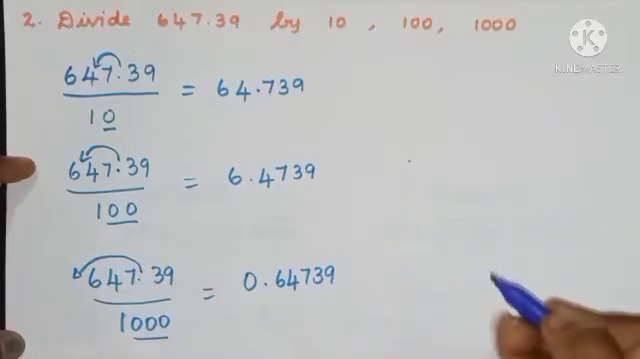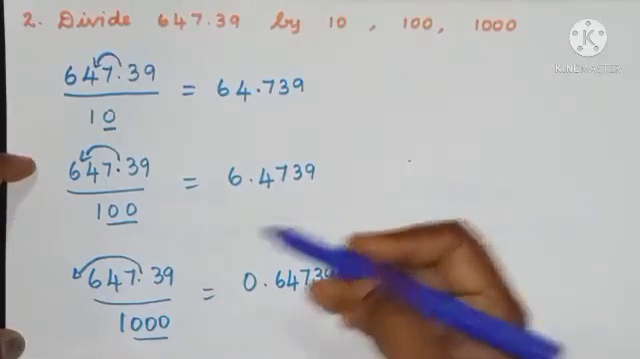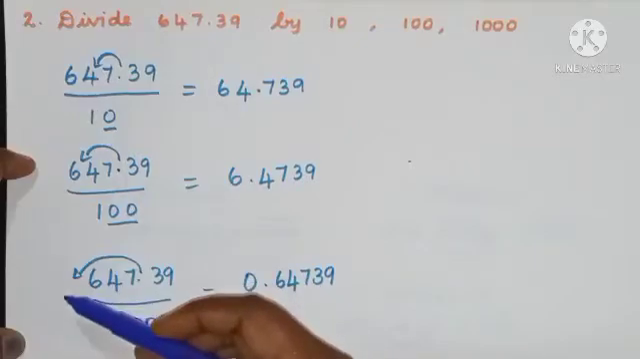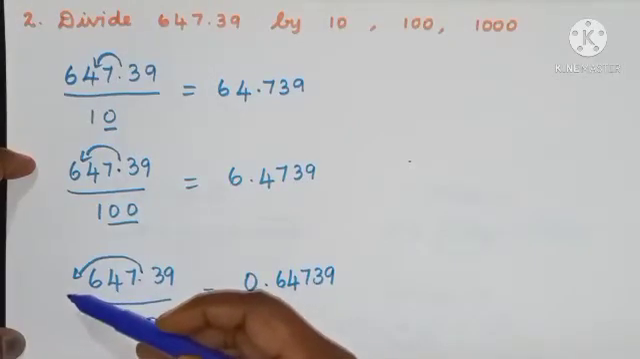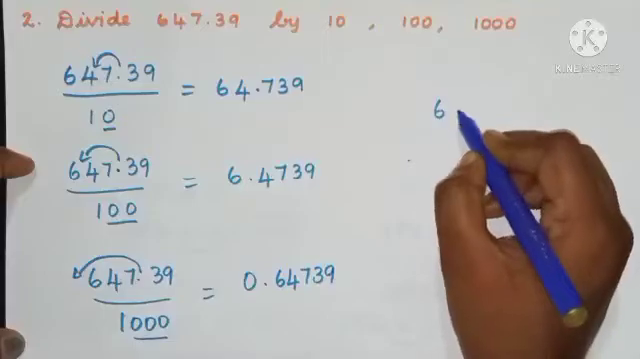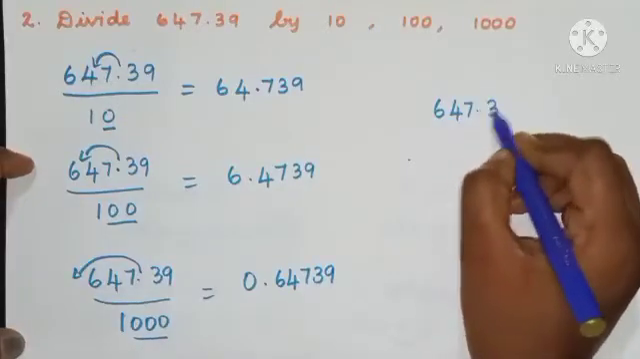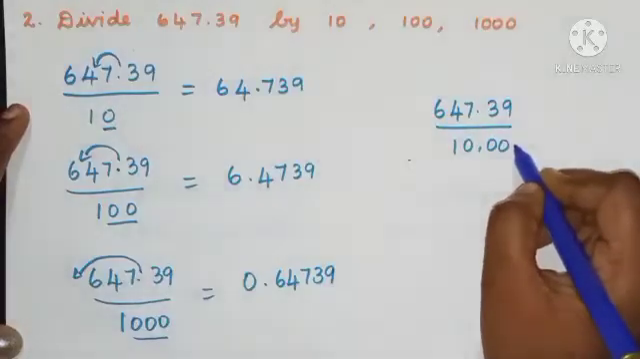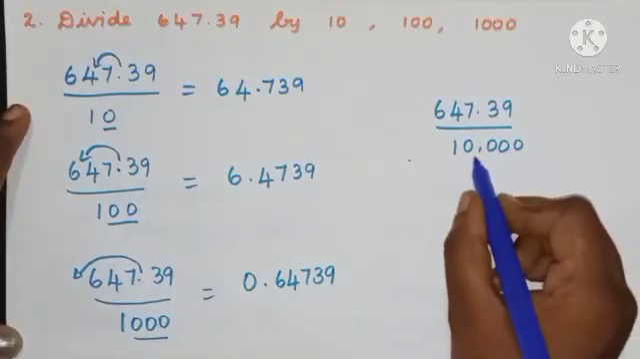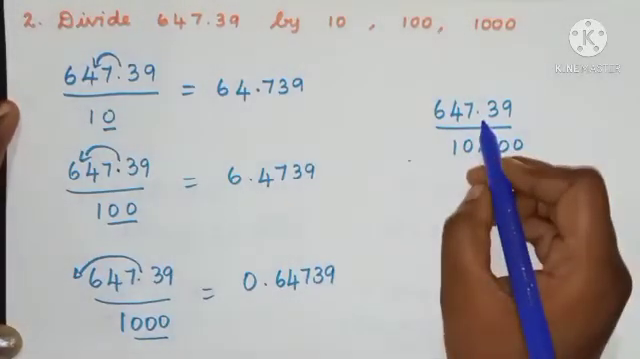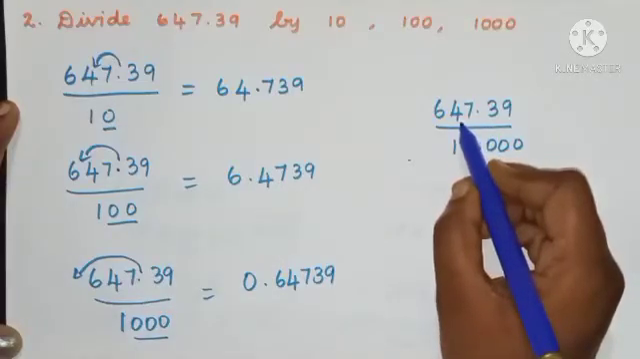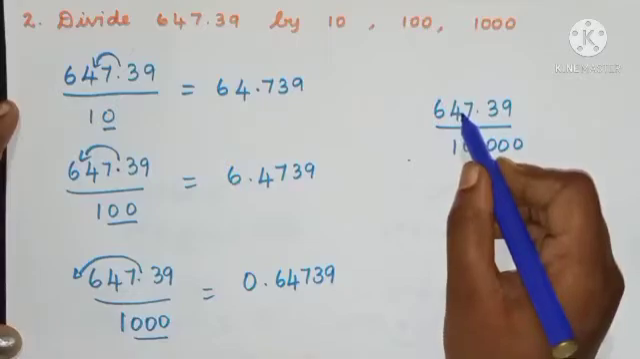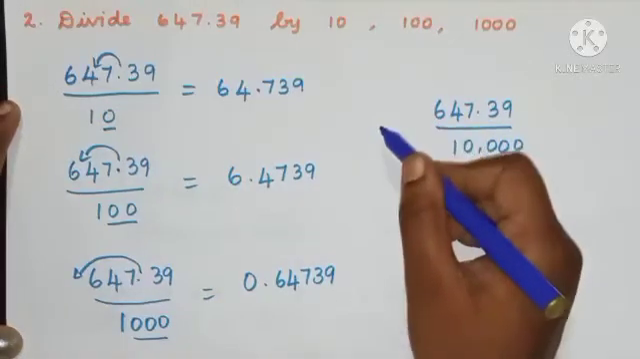0.64739. For example, if you have to divide with 10,000, you have to add 0 towards the left. See here, 647.39 by 10,000. See here how many zeros are there? 4 zeros. But here we have only 3 digits. Since there are only 3 digits in the integral part, add 1 zero and place the point.